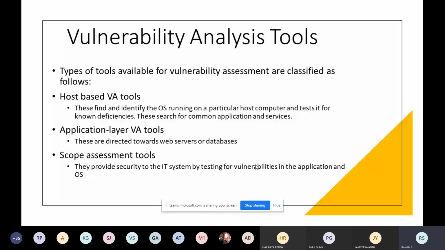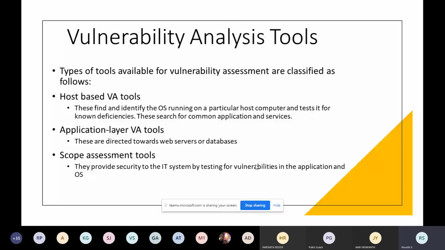First is the host-based vulnerability assessment tool. As the name implies, if you want to do only host-based assessment, like you want to test only the operating system, its working, its configuration and everything, then you will go for that specific tool only, which is of low cost, because it is not going to work for the entire network. It will work only for a single host. That is the first one.